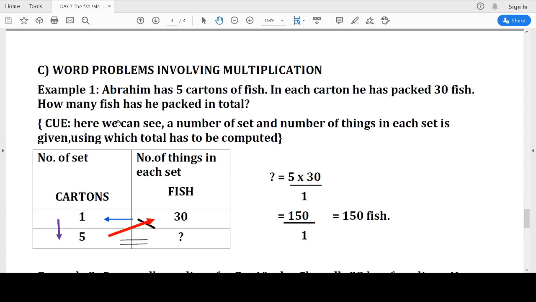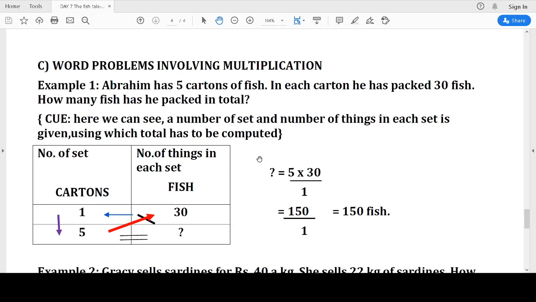Now we have some word problems. Let us see how we attend to word problems which involve multiplication. First example: Abraham has 5 cartons of fish. In each carton he packed 30 fish. How many fish has he packed in total? In the first sentence there is a set given, 5 cartons. Some number of sets are given, and in the second statement, how many things in each set is defined. And finally the total is asked.